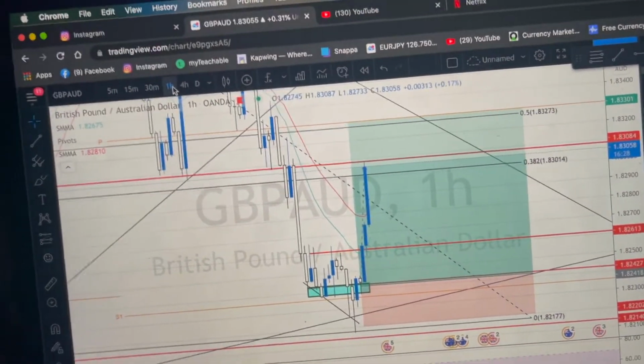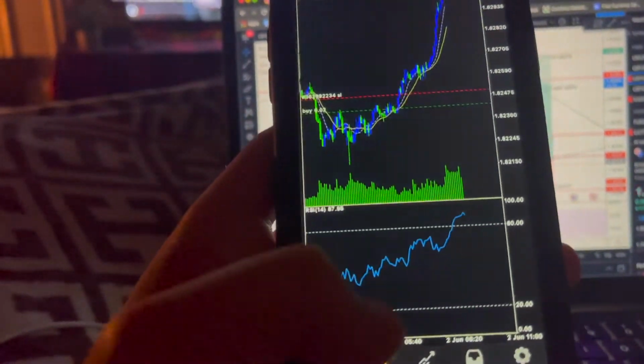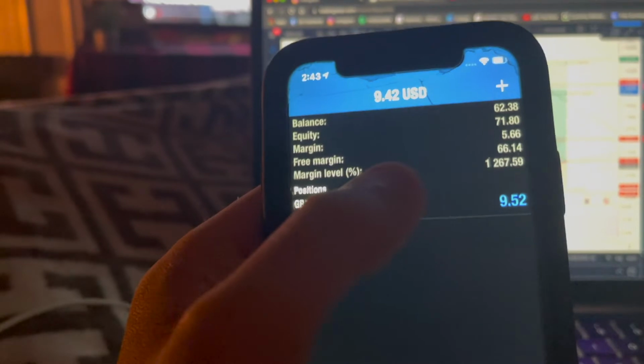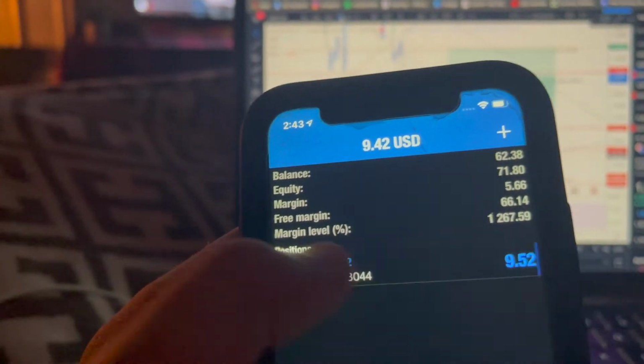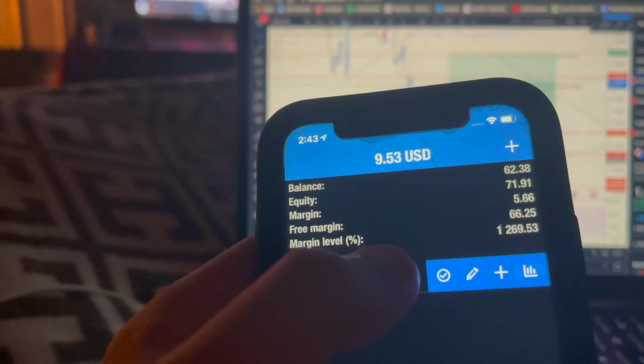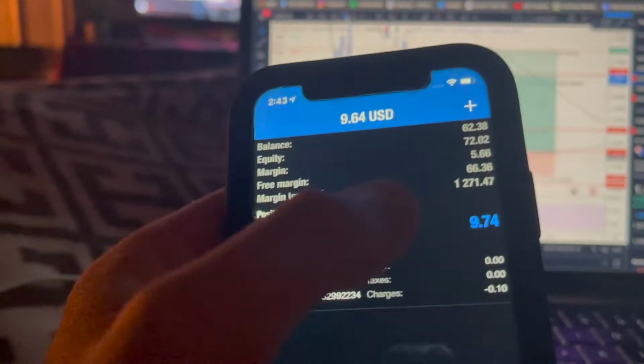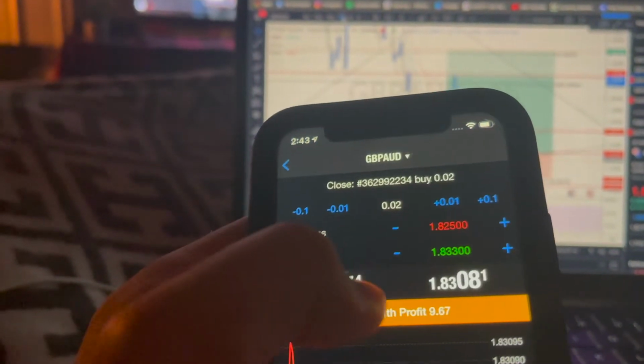Absolutely killed this. Since this is a smaller account, I'm definitely going to take my profit just to keep building it. Whoops. So we got another $9 profit. So we're up $11 off a $60 account. So we're up almost 20% just off this account. So we're gonna keep building this.